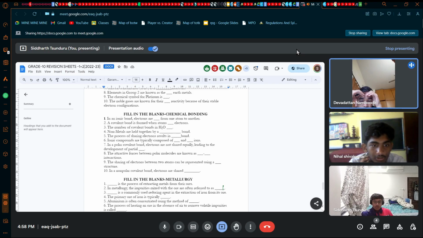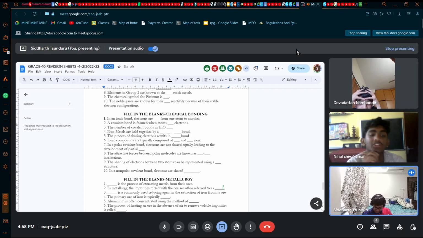partial charges. Dipole comes here. The attractive forces between polar molecules are known as dipole-dipole interactions.